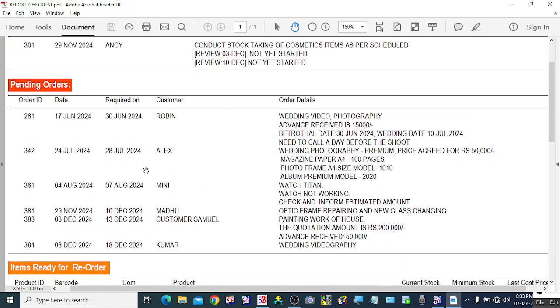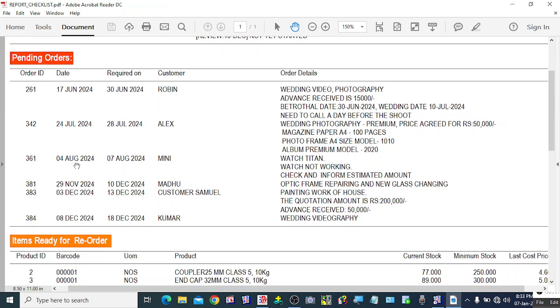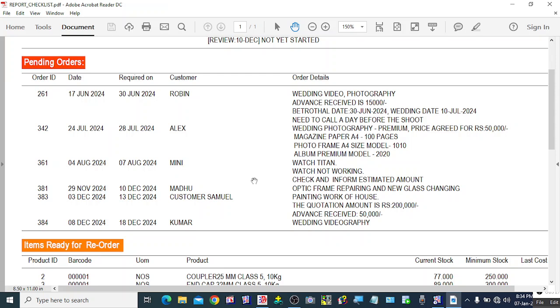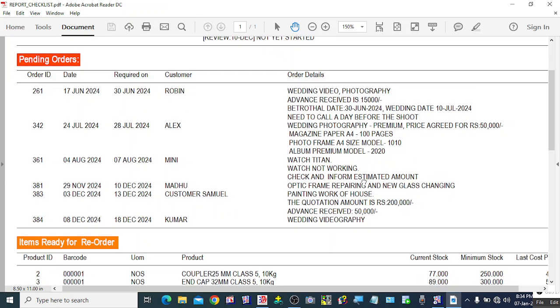The other information you can see in this report is you can very easily find out at the moment how many pending orders are there, who are the customer, what is the order details, and on which date the deadline is. You can also ask the concerned person about the feedback of each pending order. At the same time, you can also update the feedback in the system.